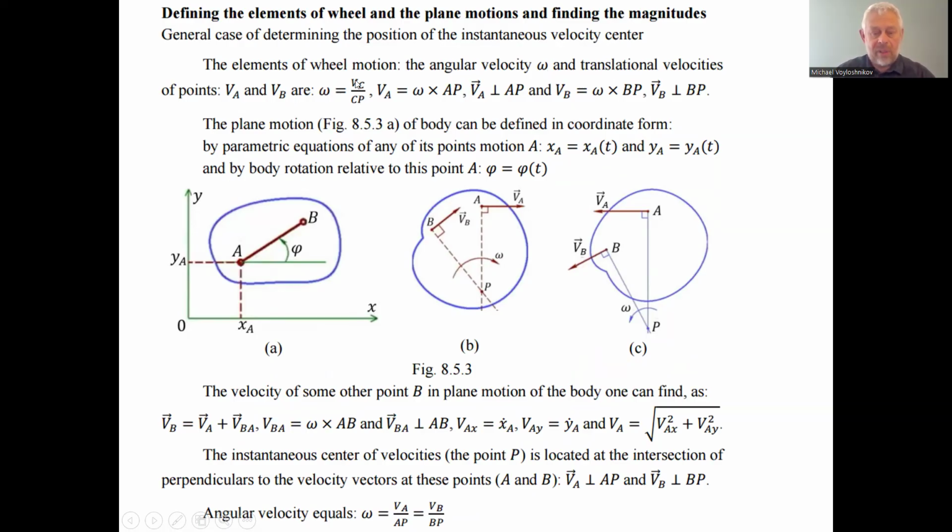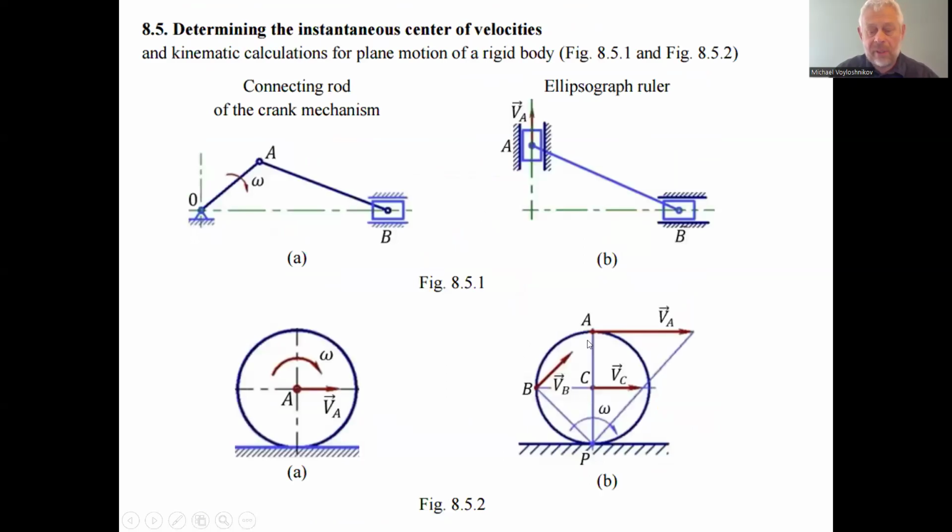The angular velocity is the ratio of VC to the arm CP. VA is the translational velocity of the point A, which is the product of the angular velocity, VC divided by CP, the arm. The velocity of the point A equals the angular velocity multiplied by AP. AP is twice bigger than the CP, as a diameter.